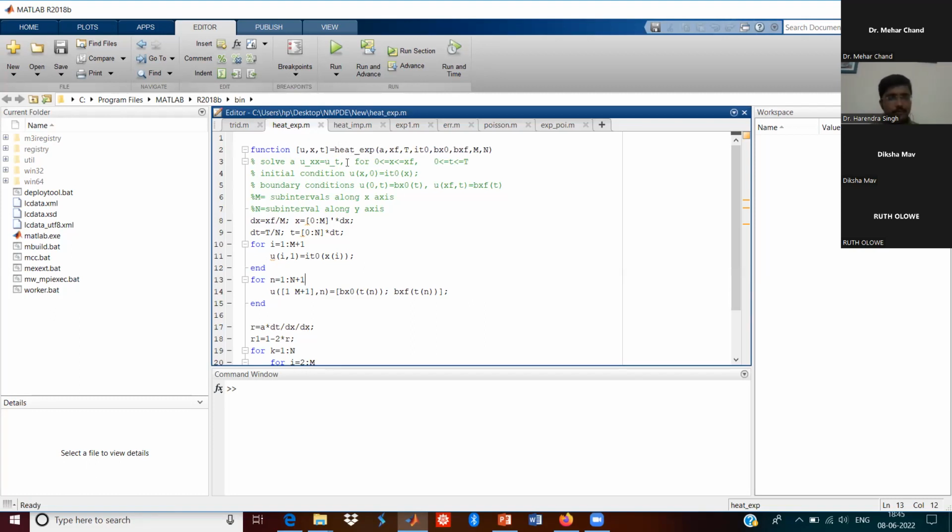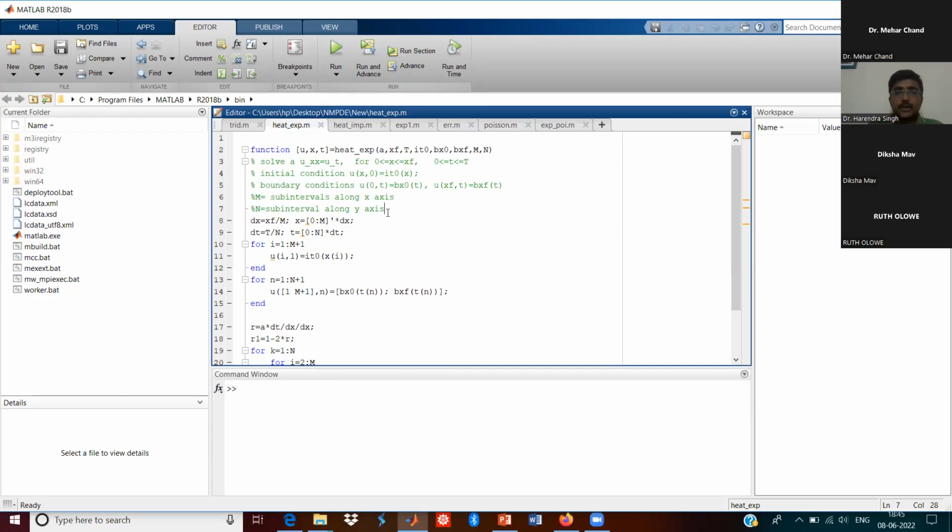If you are going to solve the heat equation using Euler's forward explicit scheme, what is the requirement? You should know the initial condition u(x,0). I have written that initial condition as it0(x), and the boundary conditions u(0,t) equal to bx0(t), and u(xf,t) equal to bxf(t), and m is the number of subintervals along the x-axis and n is the number of subintervals along the t-axis.